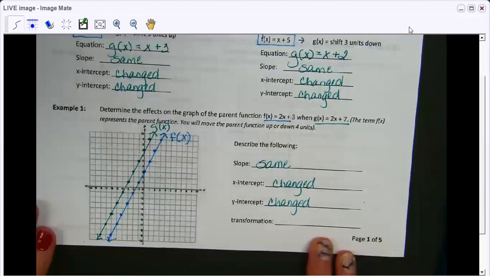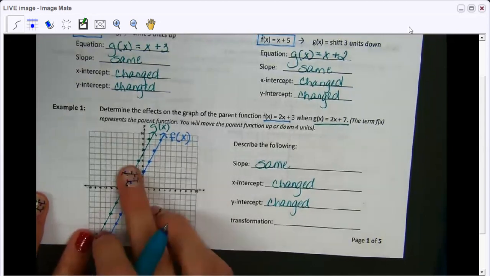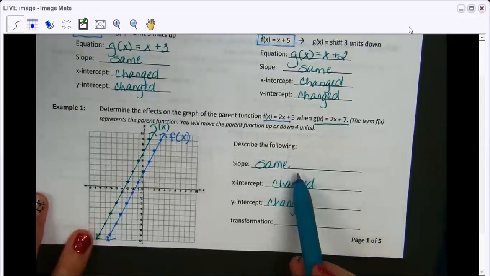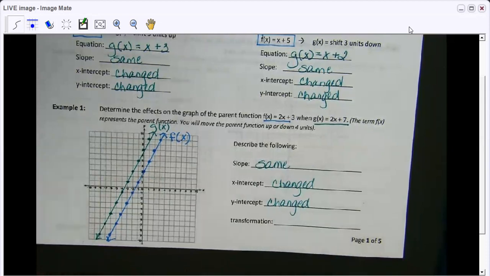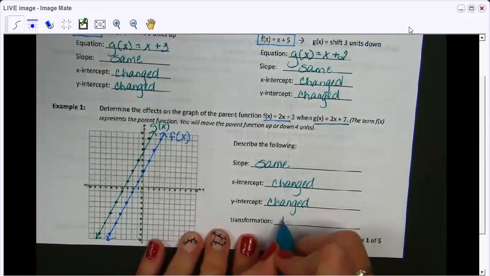Okay, so on example 1 right here, I have my 2 graph lines. My slope stayed the same, my x and y intercept changed, and now it wants to describe the translation or the transformation. So when you guys are describing the transformation on your homework, I want you to not only name the transformation, but explain what happened. So for example, this is a translation.